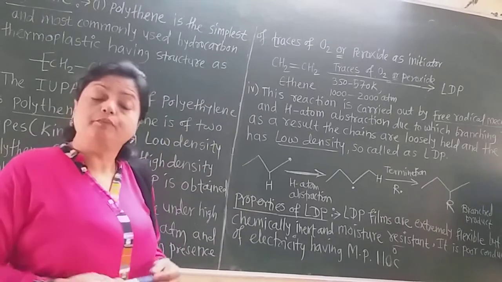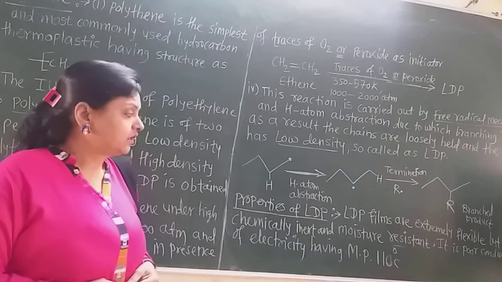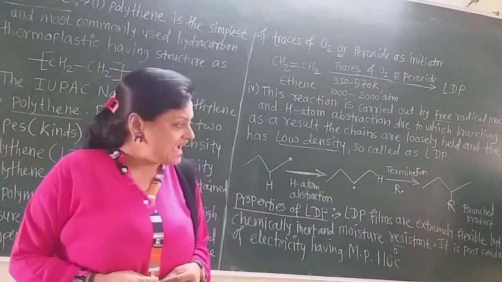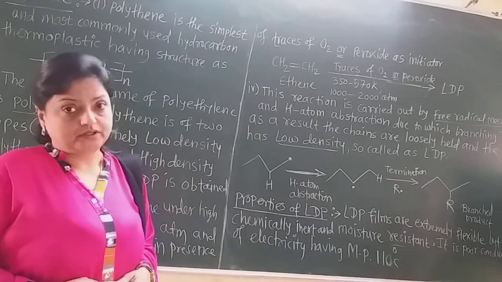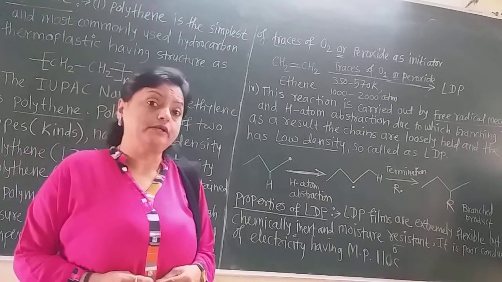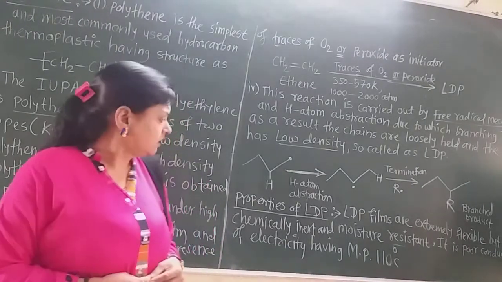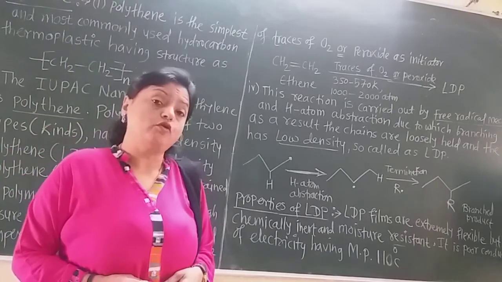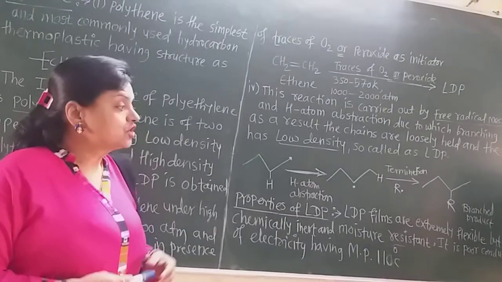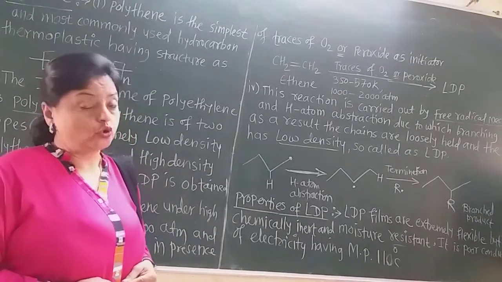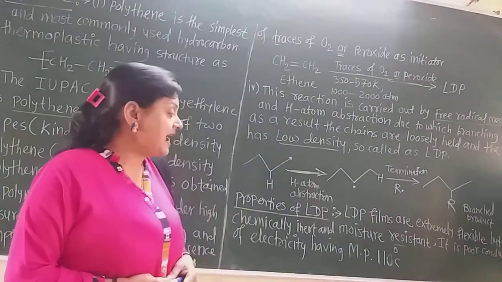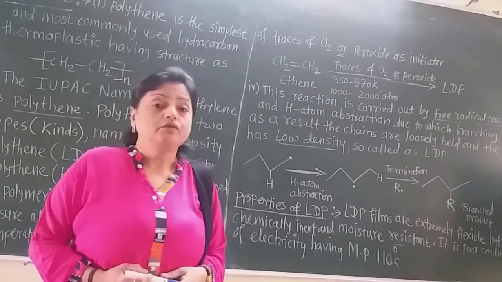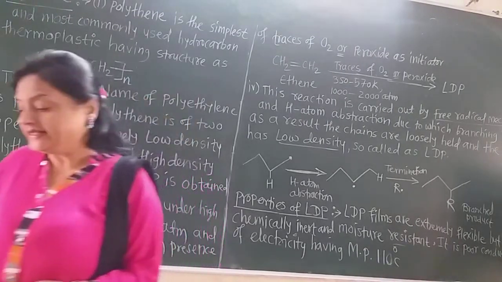And what are the properties of this low density polymer? Low density polymer films are extremely flexible, but they are tough, chemically inert, and moisture resistant, that is, there is no effect of moisture or water on them, and they are poor conductors of electricity. Low density polymers have a melting point of about 110 degrees centigrade. Now let us study the uses of these low density polymers.